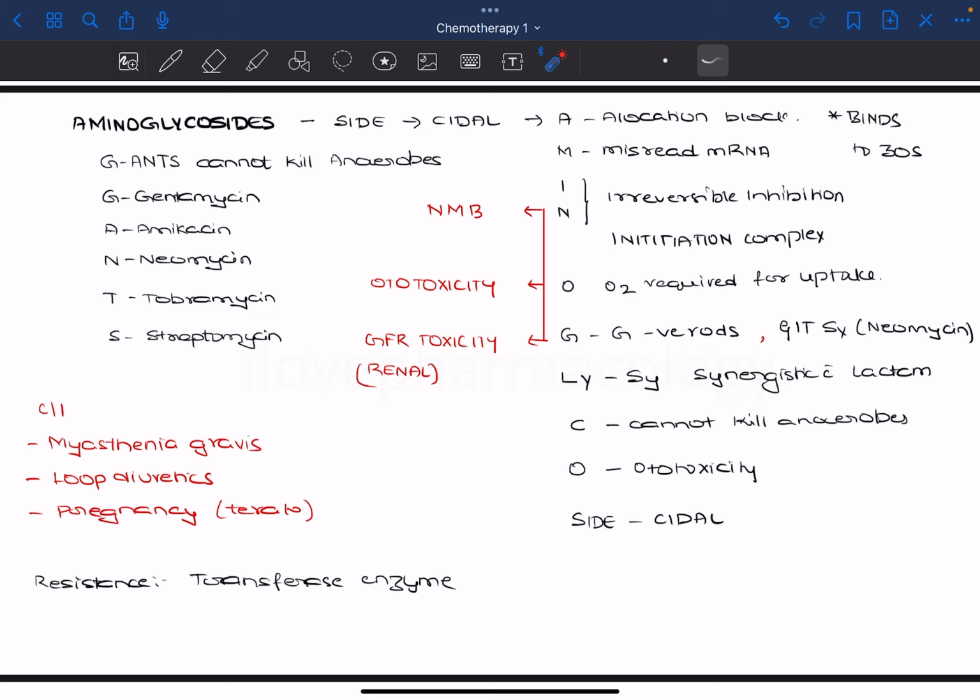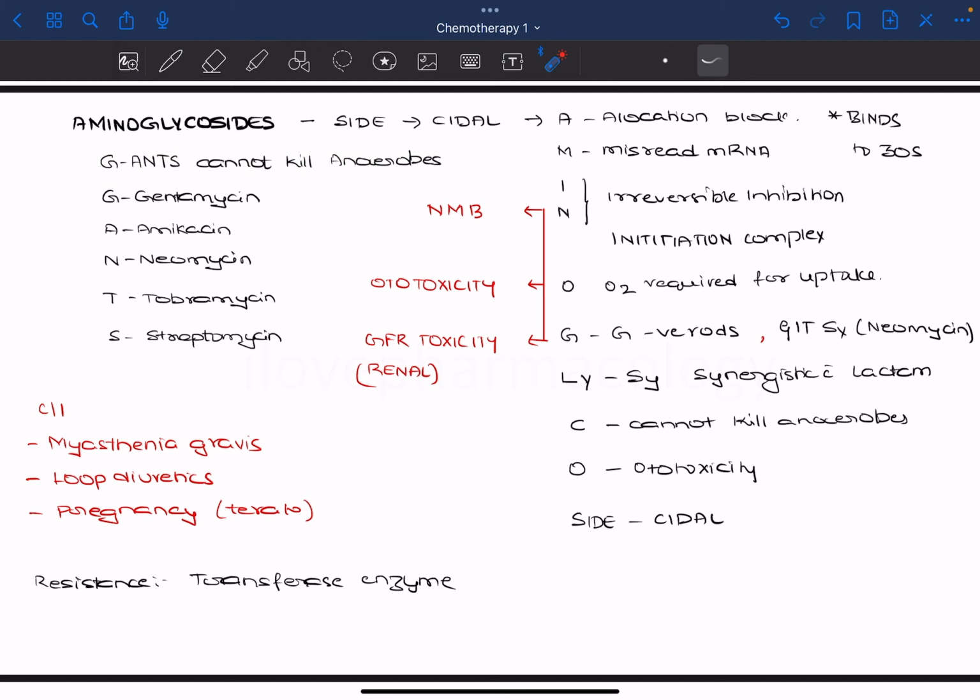So as you can see here, the aminoglycosides. How to remember some of the very important things about the aminoglycosides? These end with "sides". Side means sidal, so these are bactericidal in nature. You need to remember one mnemonic, that is "GANTS cannot kill anaerobes". So they are not effective against anaerobic infections.